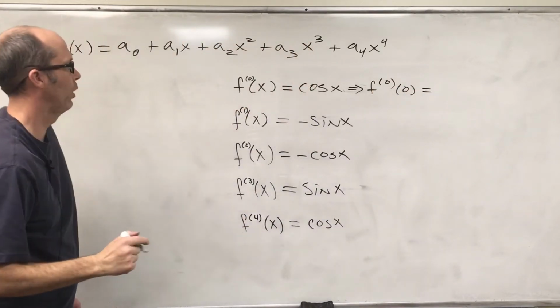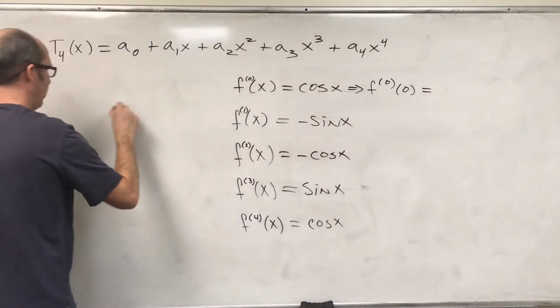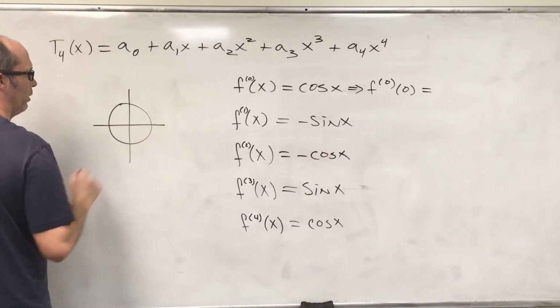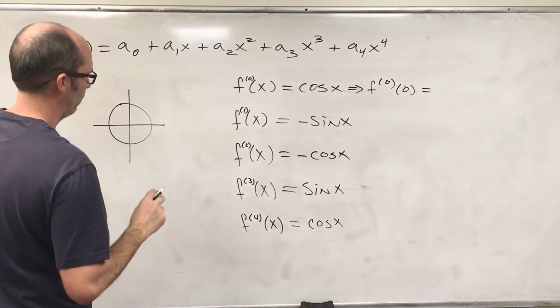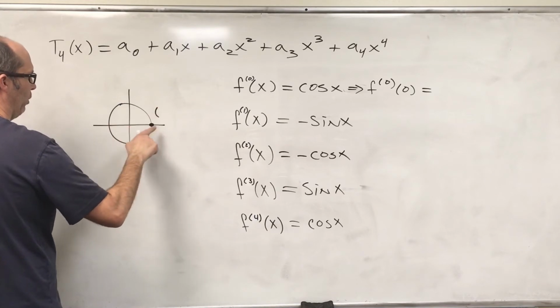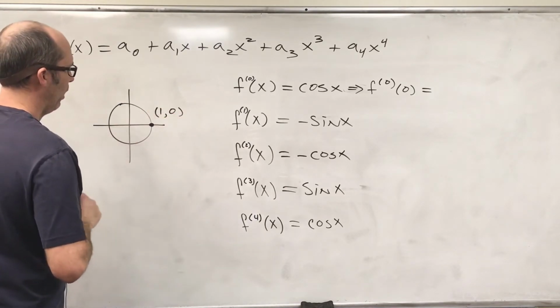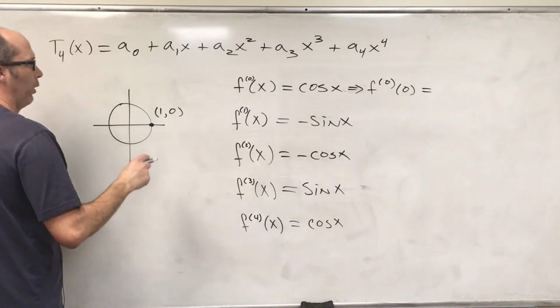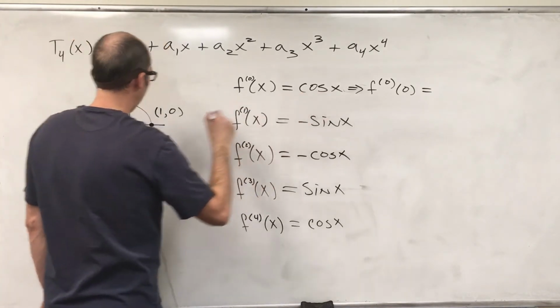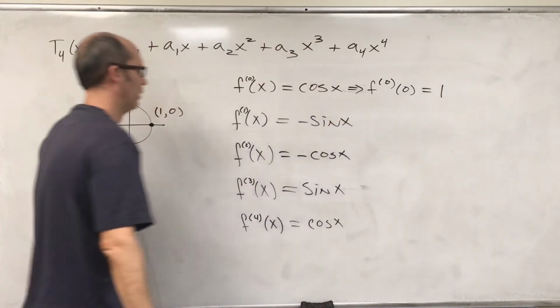Let's see, this is cosine of 0. Cosine of 0, remember your unit circle. Let's see, x is 1, y is 0. All right, so cosine of 0, that's the x. Cosine of 0 is 1. So we have 1 there.